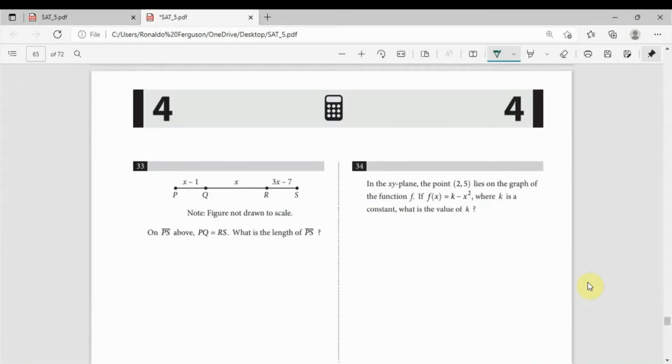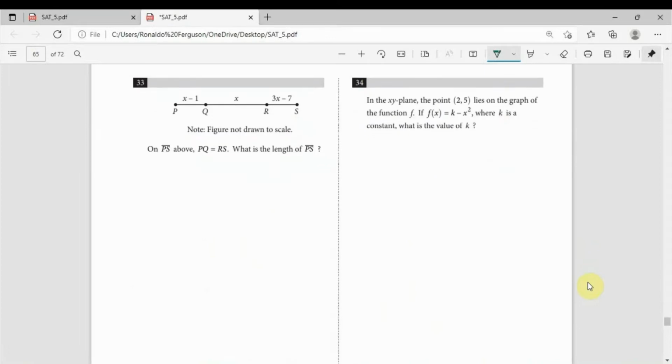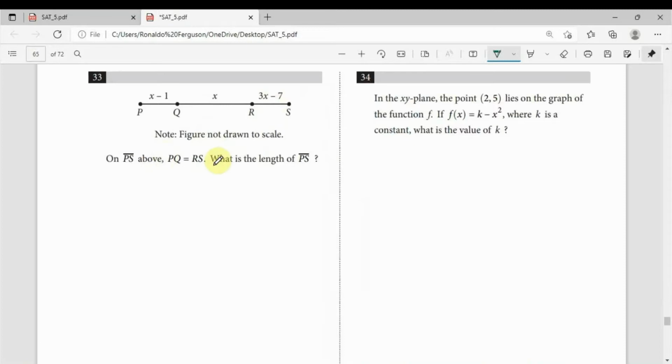So that's 9.67. Now, question 33. On the diagram above, the entire length of this line is PS. They tell us PQ is equal to RS, and that's important. This is PQ and this is RS. So x minus 1 is equal to 3x minus 7.